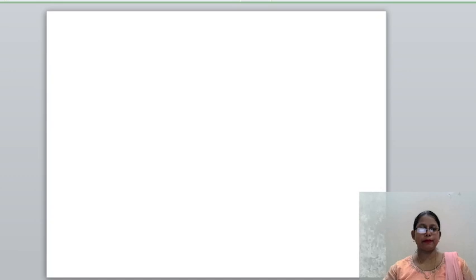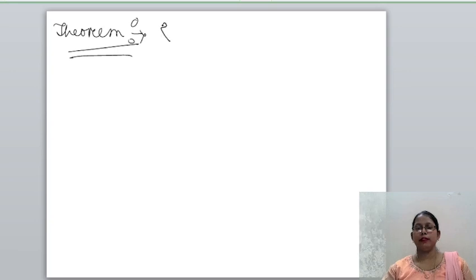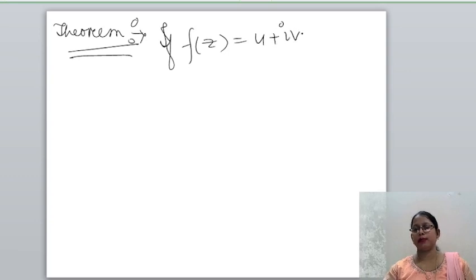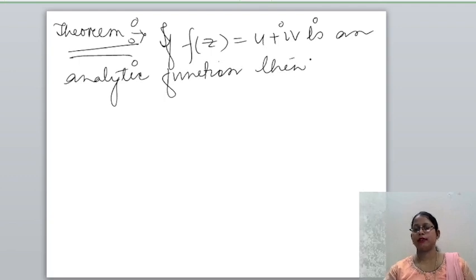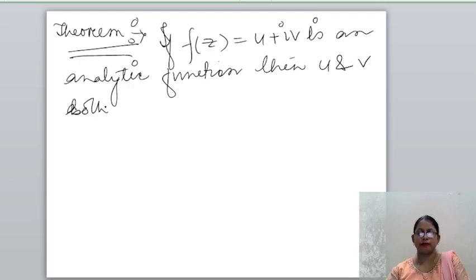Next is a theorem. If f(z) equal to u plus iv is an analytic function, then u and v are both harmonic functions.